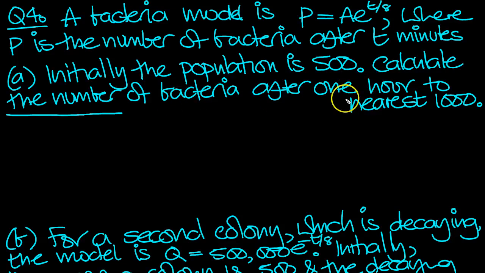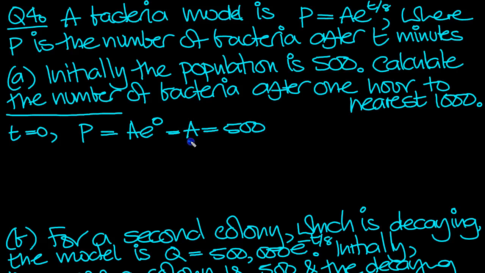Initially, calculate the number of bacteria after 1 hour. So T equals 0, P is equal to A. Put T as 0 in here, and we get e to the 0. E to 0 is 1, so that's just A, and initially it's 500, isn't it? So A equals 500. So that's what we've got there.